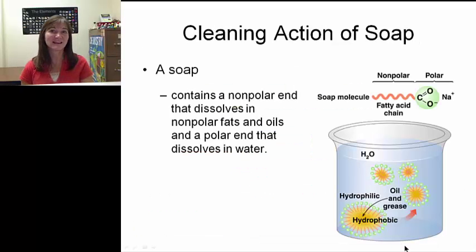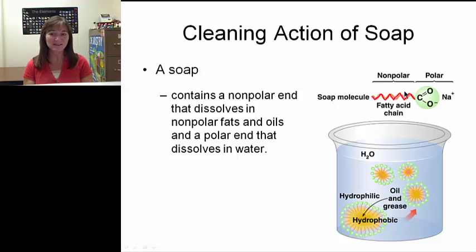So here's the cleaning action of soap. A soap contains a nonpolar end that dissolves in the nonpolar fats and oils, and then a polar end that dissolves in water. So the way we often shorten that nonpolar tail is we do this little zigzaggy line to represent the carbons. If I go back to the previous slide, you'll notice all the carbons in that big long chain have 4 bonds to them, so they're tetrahedral in shape. That leads us to this kind of zigzaggy shape around each carbon. That's how we symbolize the nonpolar tail of the soap molecule. And then here's the polar head.